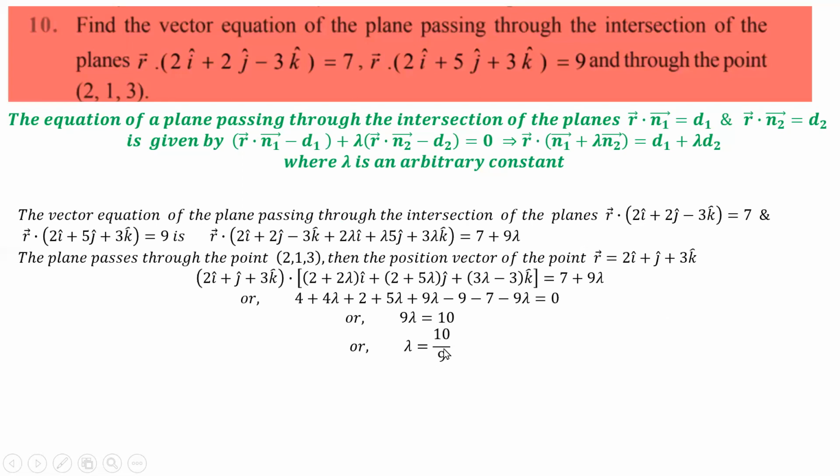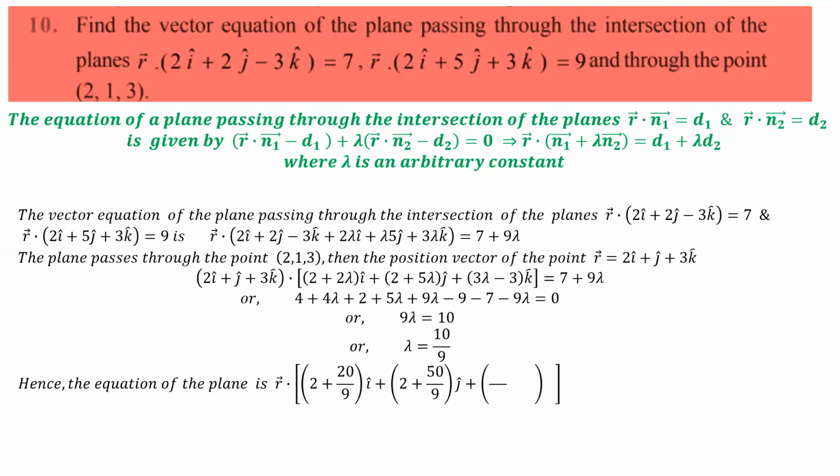Okay, now put this lambda into this equation and just find the vector equation of the plane. Simplify it and write down the actual, original equation of the plane. So vector r dot product with 38 i cap plus 68 j cap plus 3k cap equals 153 is the equation of the plane passing through the intersection of these two given planes and through the point 2, 1, 3.